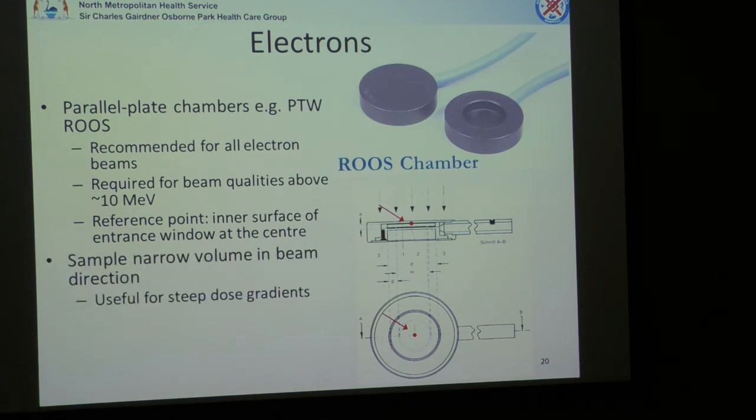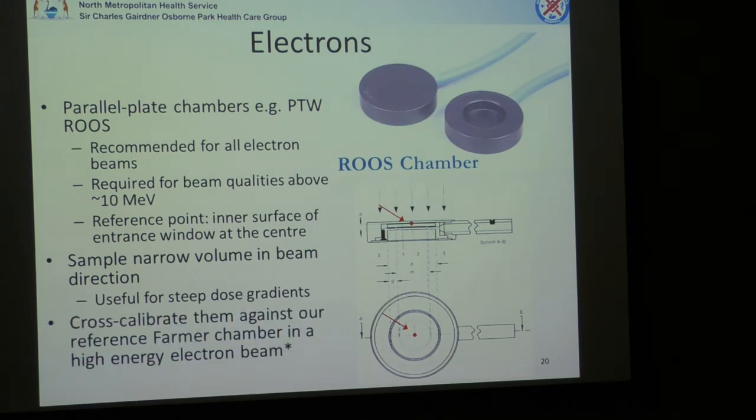Why is it useful? You can see this is the ion chamber, this is the air cavity, and it's very thin in the beam direction. So you get really good resolution in this direction. You're sampling a small area. So it's good if you're in a steep gradient, and if you know much about electron beams, you've got a very steep depth dose curve. So if you want to measure a steep gradient, you want something like the parallel plate chamber. And it's an ion chamber, reliable and doesn't change much over time. So again, it's cross-calibration, which I can't get into, but we want to derive a calibration factor for our Roos chamber using our reference ion chamber.